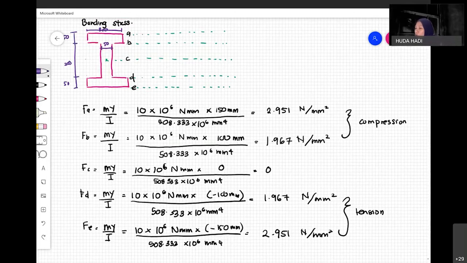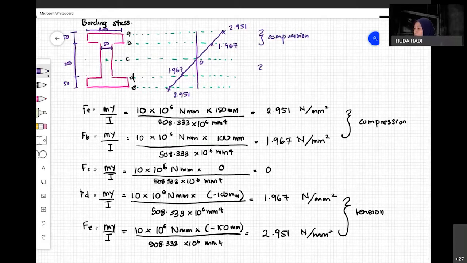We need to draw or plot the diagram sebab dia just symmetry. So draw as you please. 2.951 is 0. Compression and tension. After that, kita boleh calculate for shearing stress.